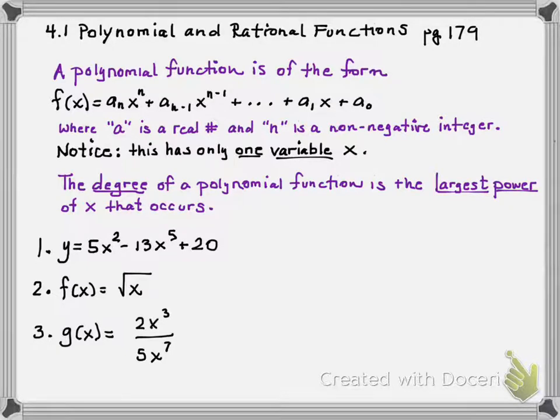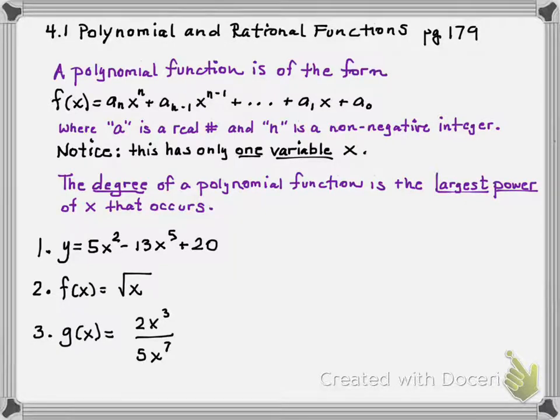Now, you need to notice that a polynomial function only has one variable, all right? So we're working with x in this example. They could be all y's or all m's, as long as it's just one variable. Now, the degree of a polynomial function is the largest power of x that occurs, all right? So number 1, 2, and 3. We're going to determine whether these are polynomial functions or not based on the rules from up above. All right, so number 1, it says y equals 5x squared minus 13x to the 5th plus 20.